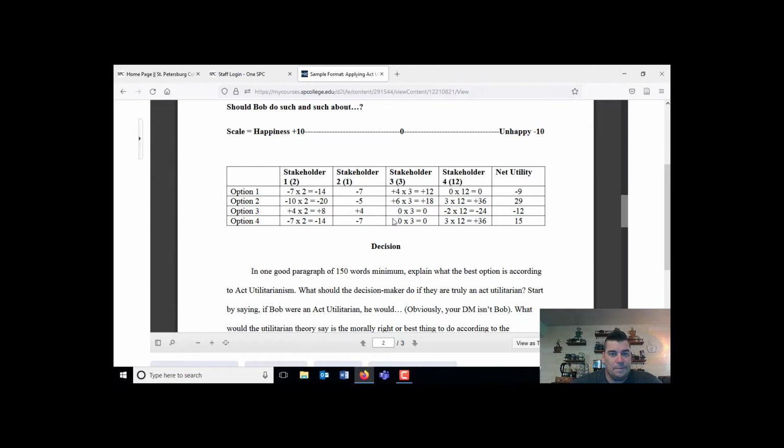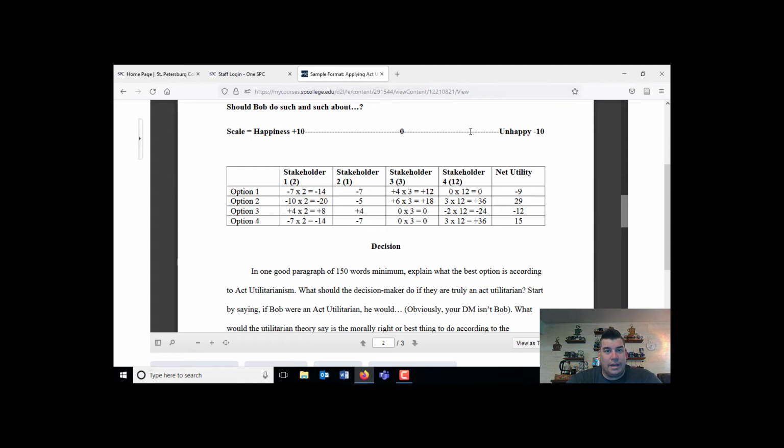Hopefully that makes sense. If not, please ask me, email me, okay? The reason why we need this number is because for each option, you're going to come up with a number from -10 to +10 for how happy you think this decision will make that stakeholder. Now, -10 is the absolute worst thing that could ever happen to that person. +10 is the absolute best thing that can ever happen to that person.